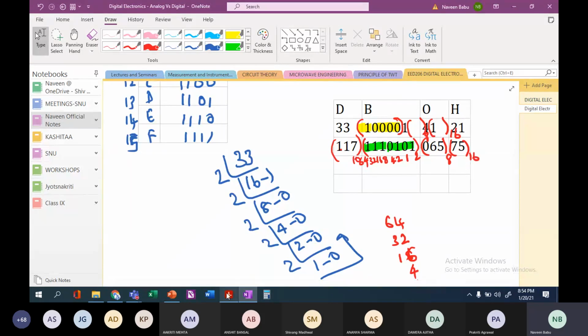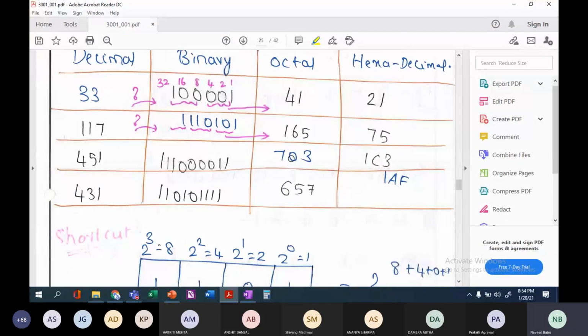Okay, so likewise, let us go back to the PDF. So 703 is the given octal number.